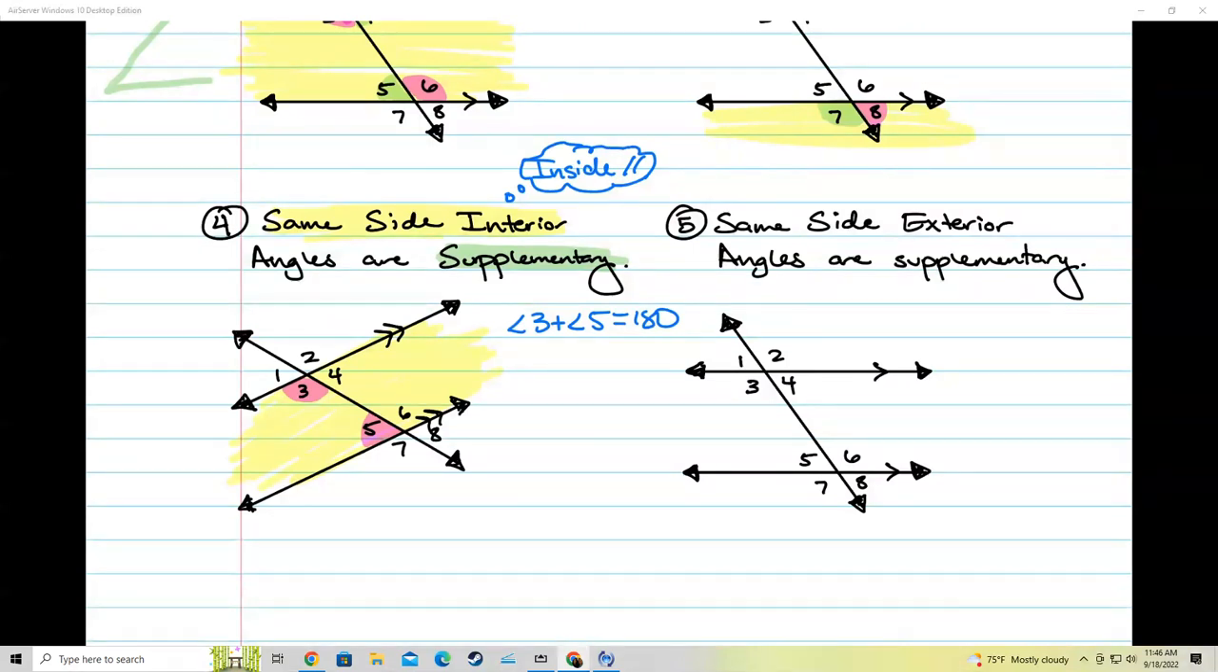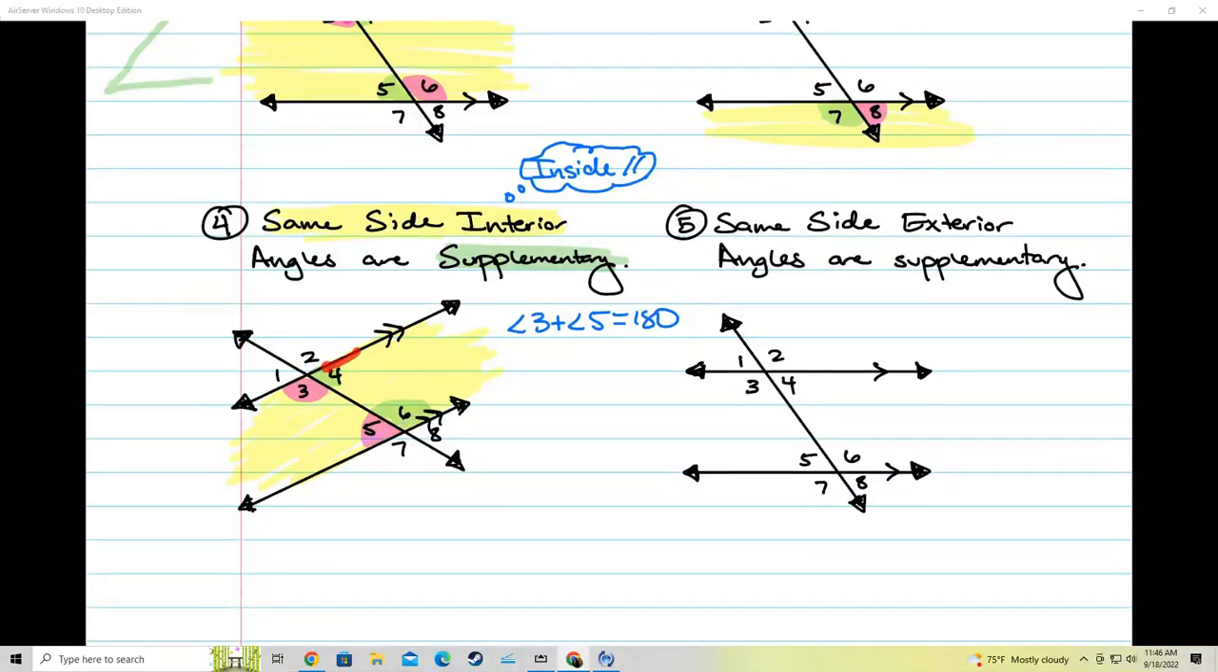Let's take a look at angle 4 and find its partner. I'm pretty sure you already know what it is, but let's just go ahead and go through the definition, through the whole process. Here's angle 4. It's in the interior, and I want to be on the same side of this transversal, which means I can't flip over to the other side, which means I got to go this way, and it's got to match up with angle 6.